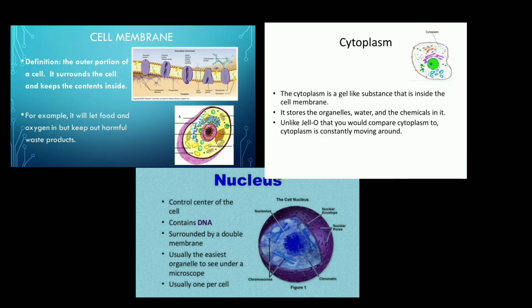Okay, so these are the basic points and structures that the cell has shown to us. What are they? Cell membrane, cytoplasm, and the nucleus.